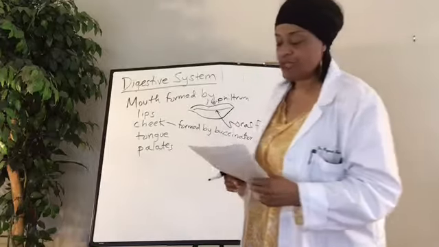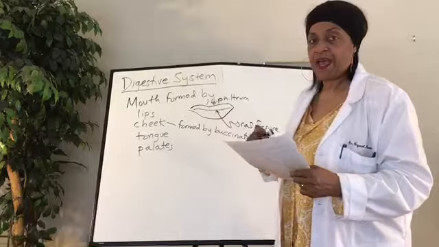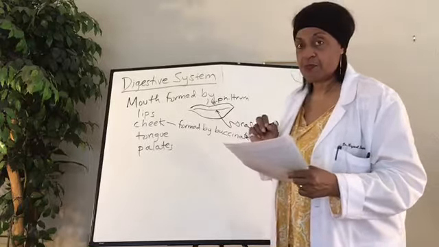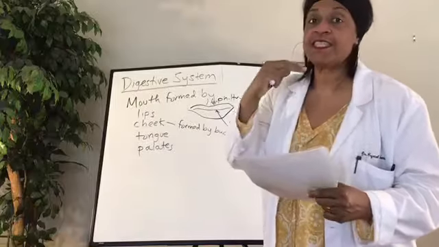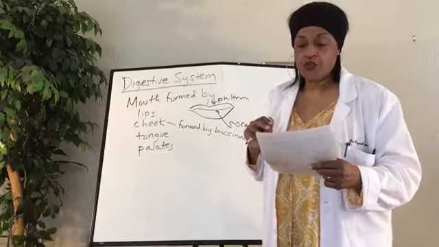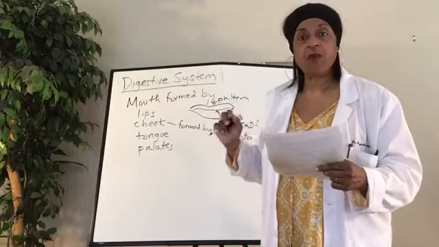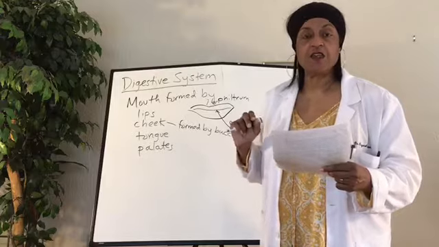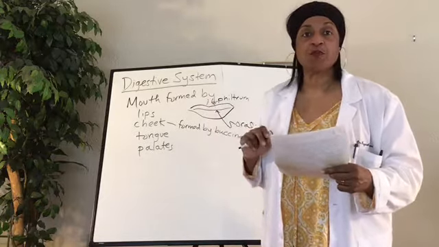The tongue is really skeletal muscle, covered by a mucous membrane. And the tongue is important in that it assists in the placement of food between the teeth during mastication. Mastication means chewing, and it helps with deglutition, and deglutition means swallowing, and the tongue, of course, helps with speech.